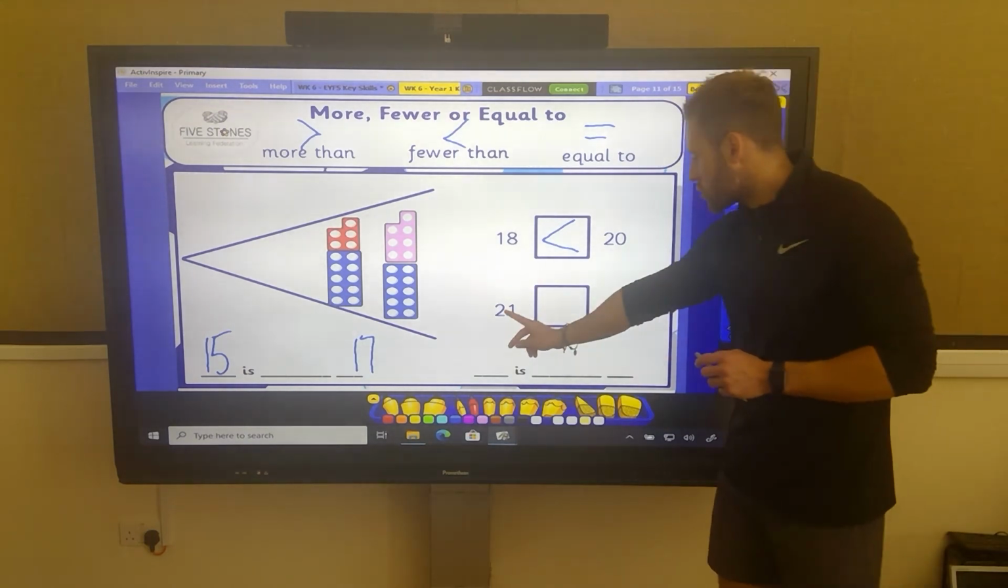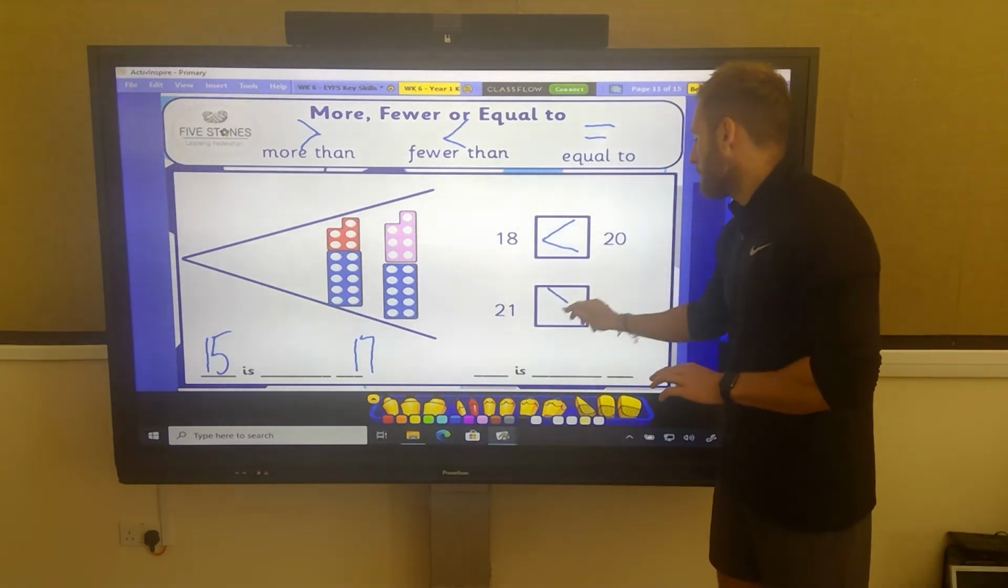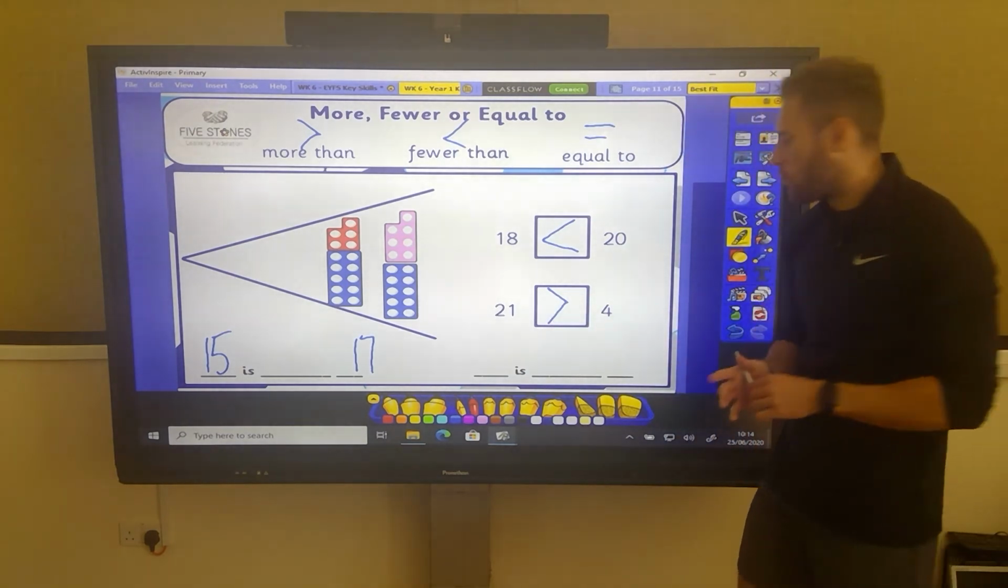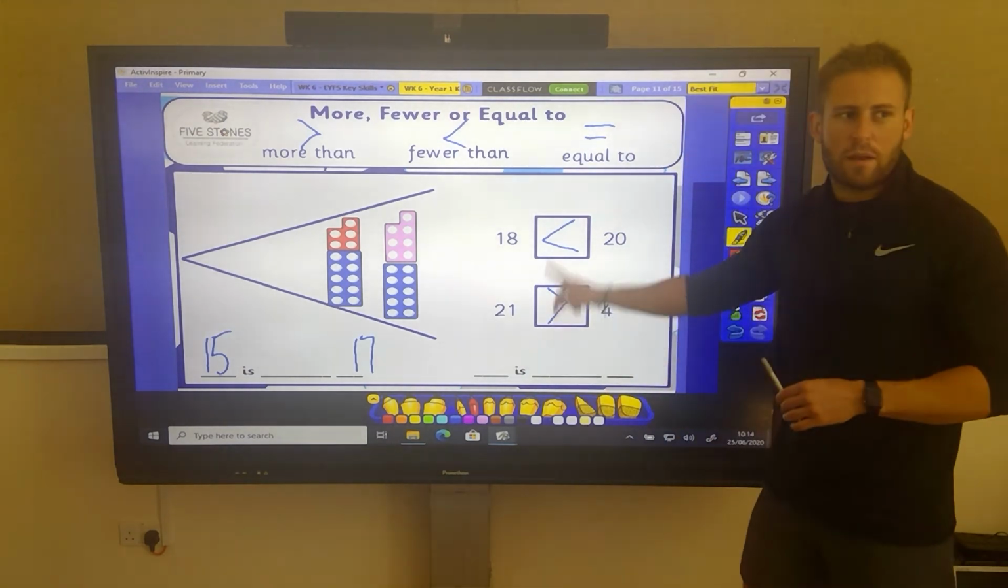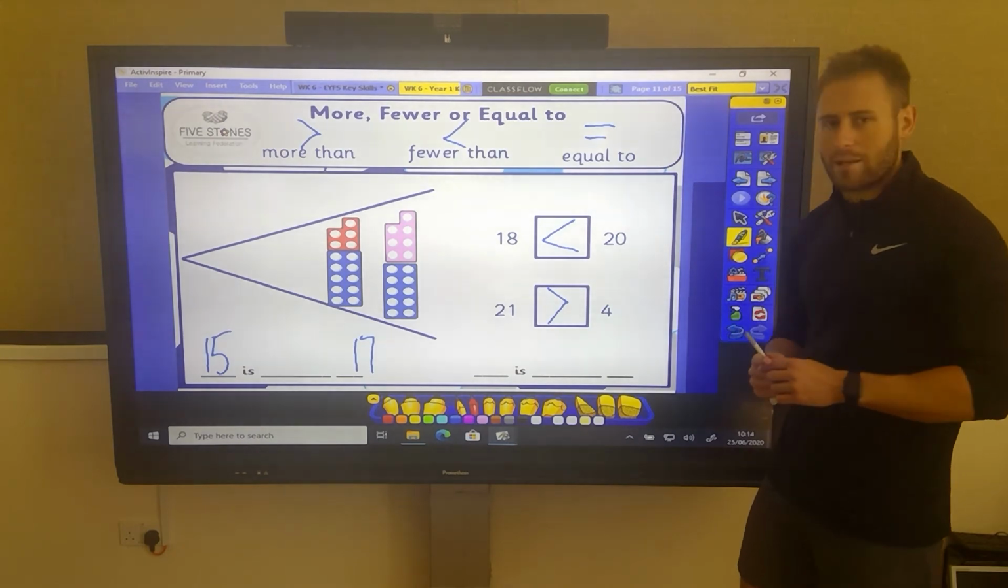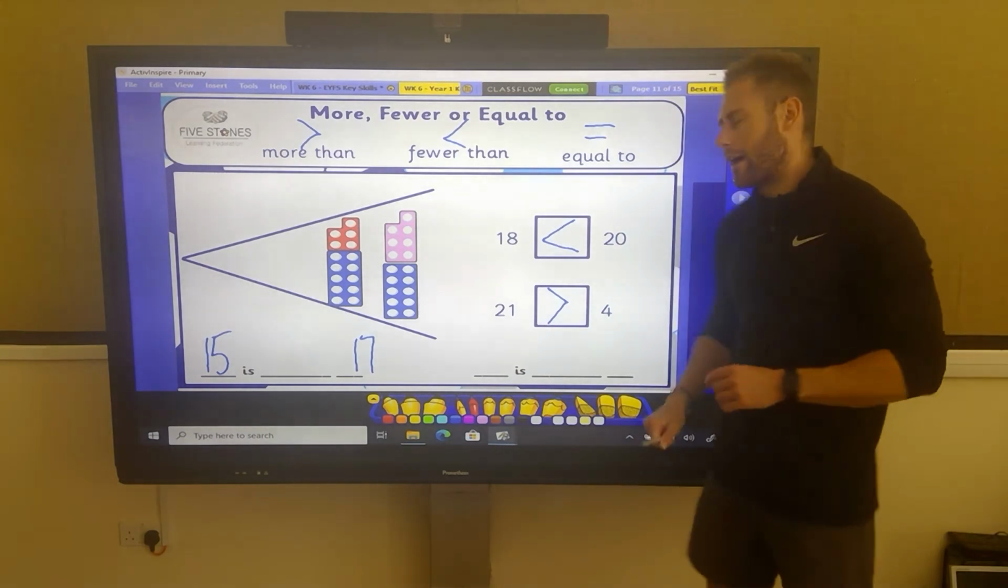And we've also got 21 is more than 4. It's way more than 4. And as you can see, we're going to be able to fit more in that part of our symbol. 21 is more than 4.